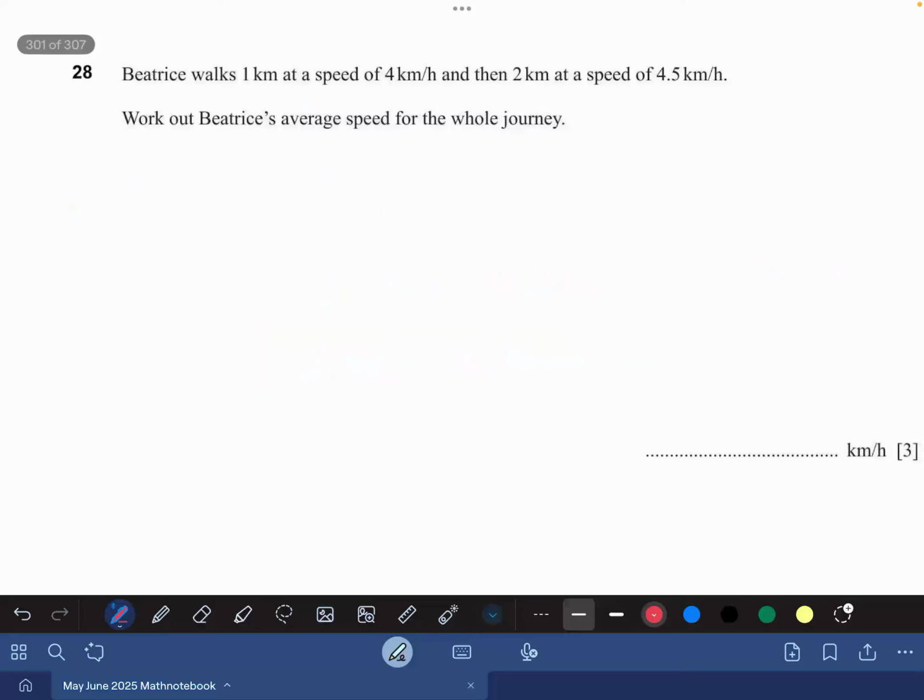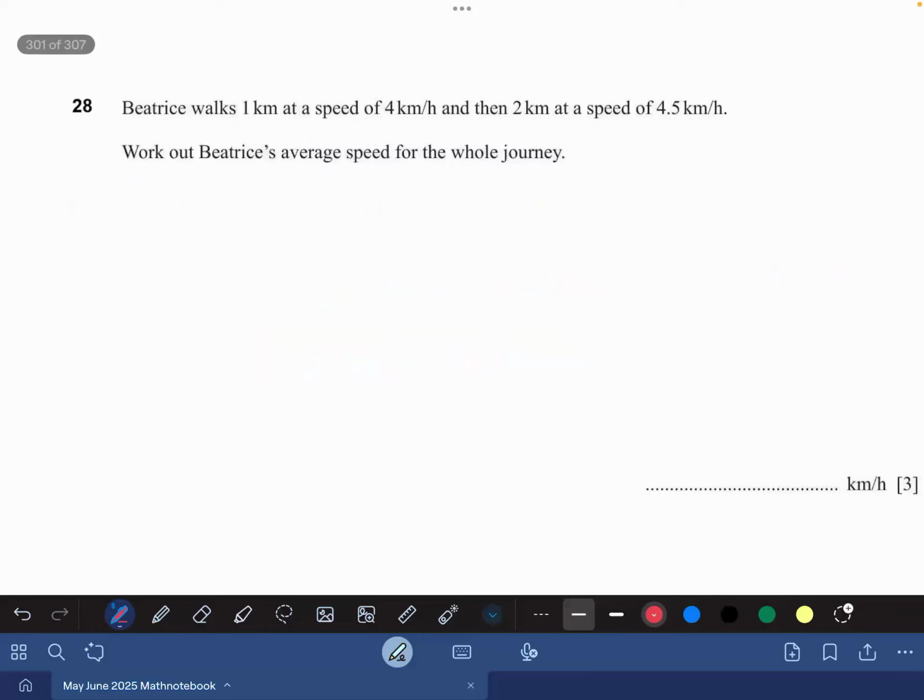Okay. So Beatrice walks 1 kilometer at a speed of 4 kilometer per hour and then 2 kilometer at a speed of 4.5 kilometer per hour. Work out Beatrice's average speed for the whole journey. So beta, first of all, the journey is in two pieces. Beatrice walks 1 kilometer at a speed of 4 kilometer per hour and then 2 kilometer at a speed of 4.5 kilometer per hour. So beta, average speed is equal to what?